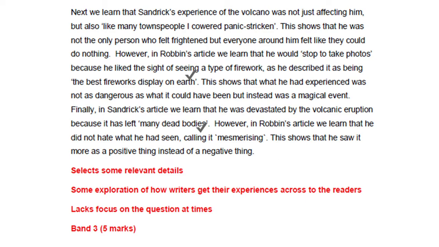"Finally, in Sandrick's article, we learned that he was devastated." I like the word finally, it's a nice way to end. "By the volcanic eruption, because it has left many dead bodies." Again, that's something that he saw. "However, in Robbins' article, we learned that he did not hate what he had seen, calling it mesmerizing. This shows he saw it as a more positive thing instead of a negative thing."